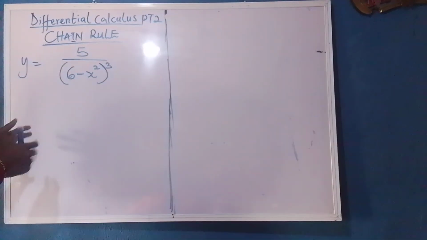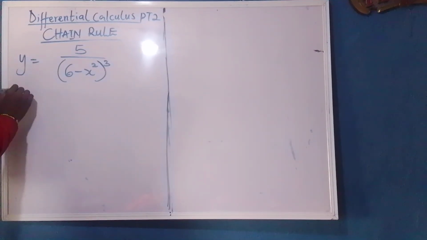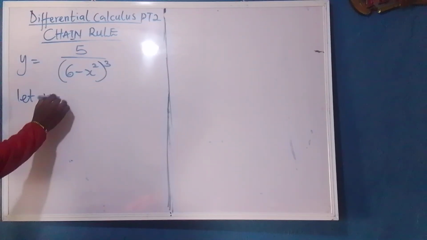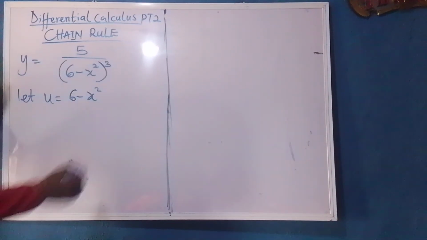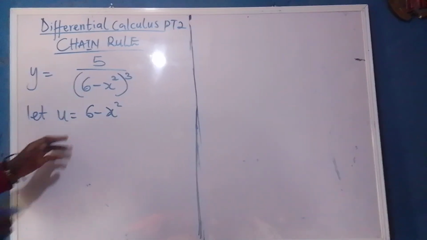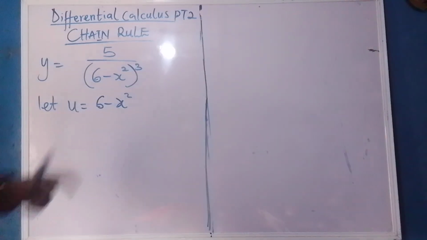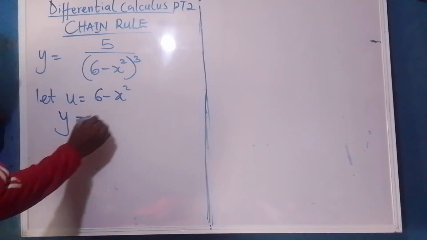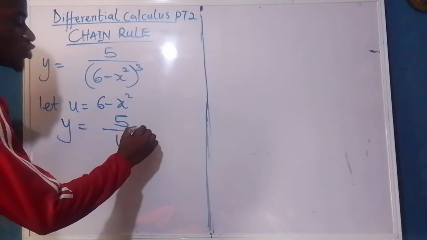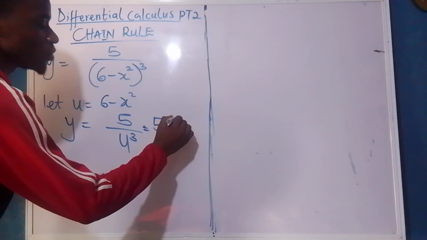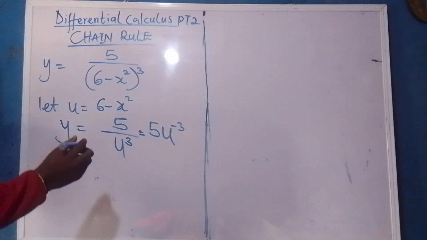Guys, this is the second question that we're going to be doing. We've already done the first one and we have seen the answer. So to do this, as usual, let u be equal to the value inside. Like we were saying, you let your u be represented with the value inside of the bracket. Once that has been done, your y will now be replaced with 5 over u to the power of 3, which can also be written as 5u raised to the power of minus 3, according to the law of indices. So that has been done.